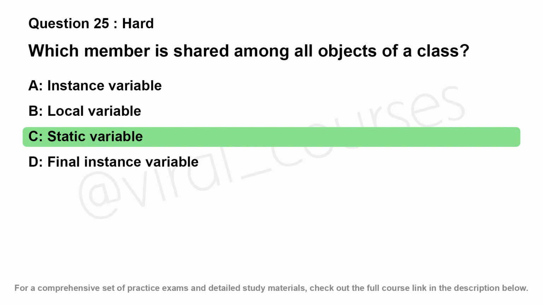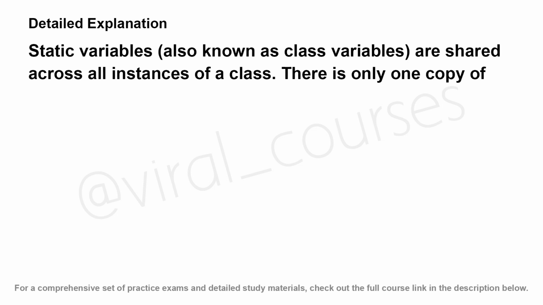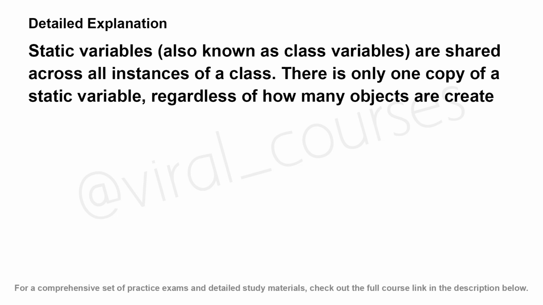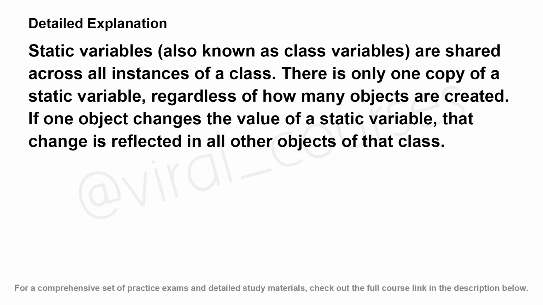The correct answer is C. Static variables, also known as class variables, are shared across all instances of a class. There is only one copy of a static variable, regardless of how many objects are created. If one object changes the value of a static variable, that change is reflected in all other objects of that class.